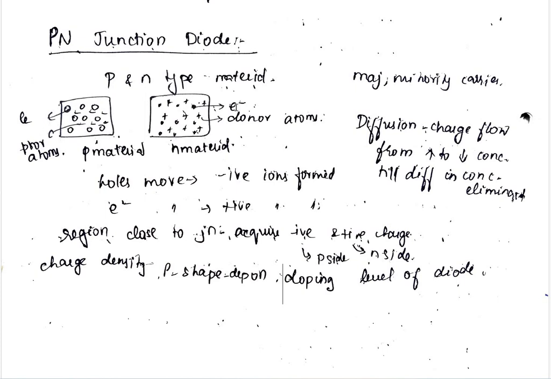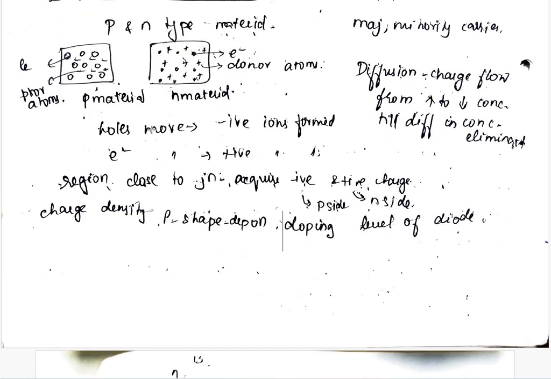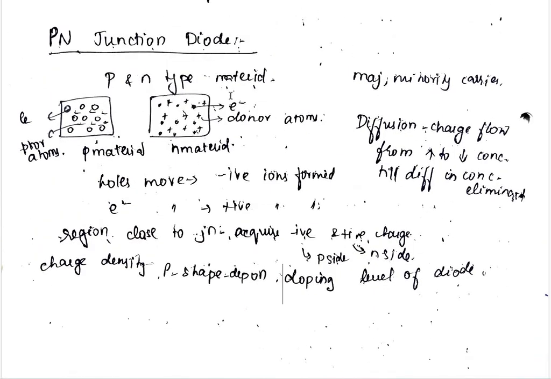The topic is about the PN junction diode. So we have seen separate P and N type materials, where P has majority carriers holes and minority carriers electrons, and N has majority carriers electrons and minority carriers holes. P has acceptor atoms and N has donor atoms. When we join the P and N material, what we get is the PN junction diode.